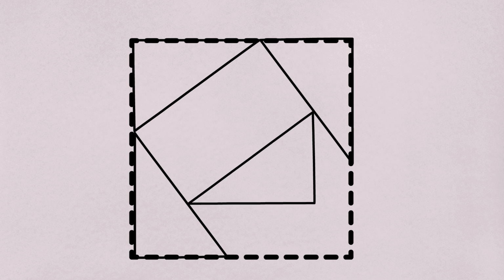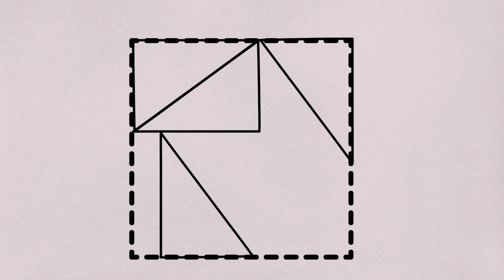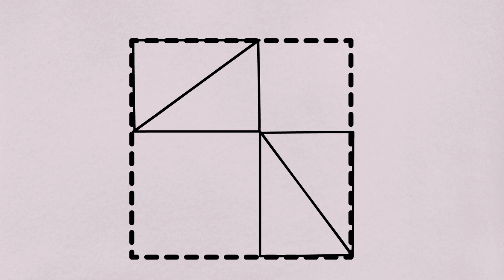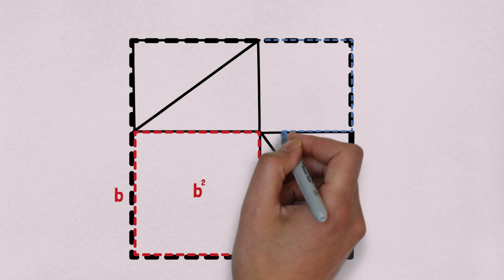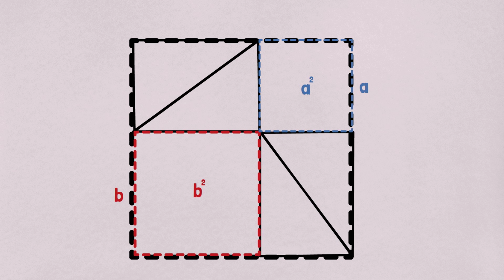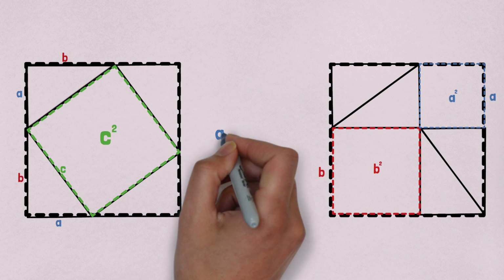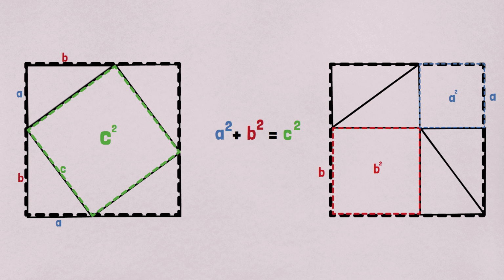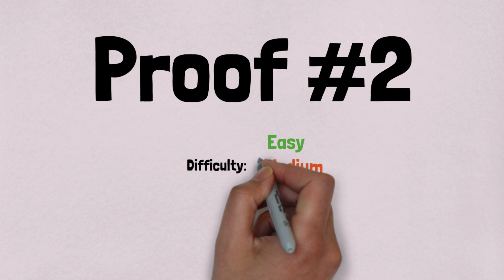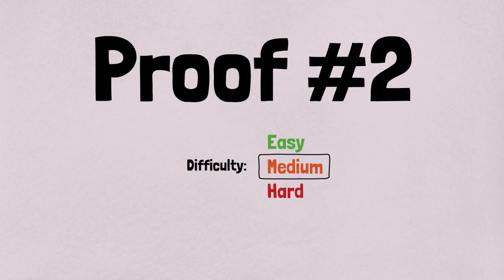If we move this triangle up here and these two this way, the inner void now splits into 2 squares of areas b squared and a squared. Since it's the same void, but just rearranged differently, we can conclude that a squared plus b squared equals c squared. Easy enough? Now let's move on to a slightly harder proof.